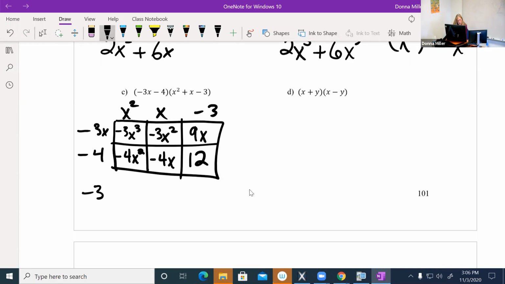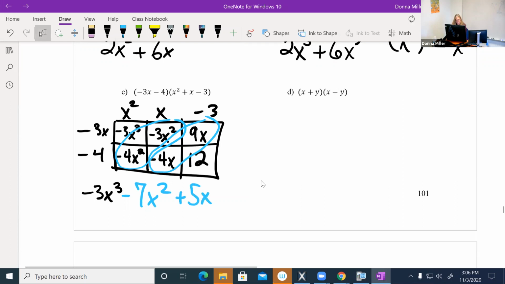So negative 3x cubed. And the x squareds are here, so negative 3 and negative 4 is negative 7. And do the x's. 9 minus 4 would be plus 5x. Right? And then we're back to plus 12. Okay? Is that all right?